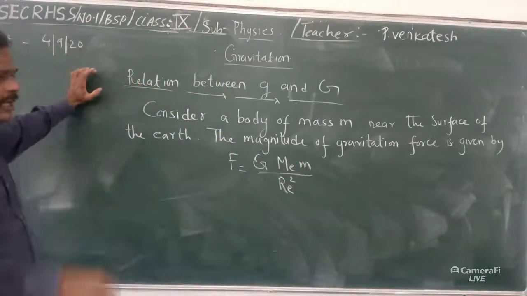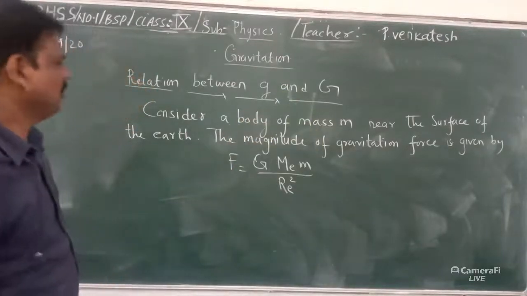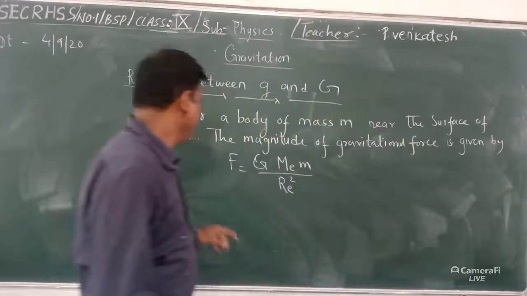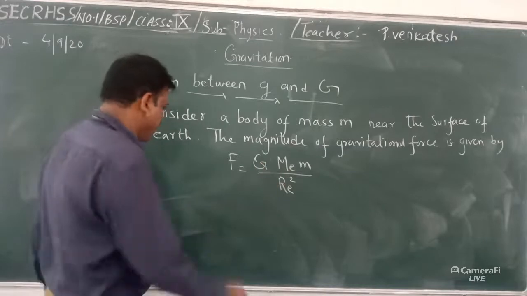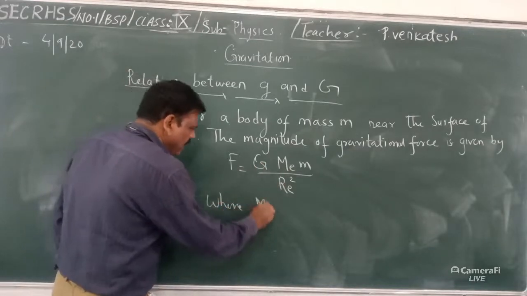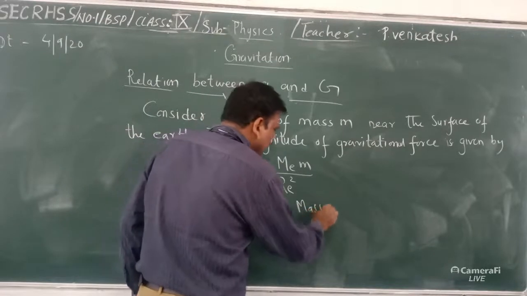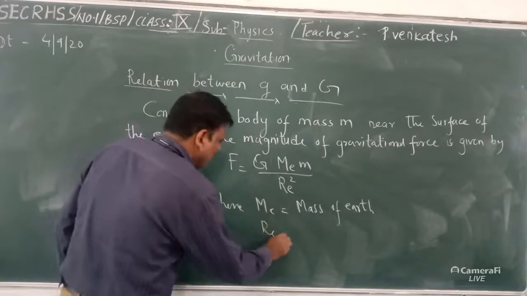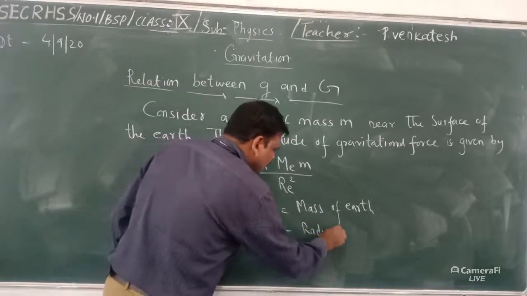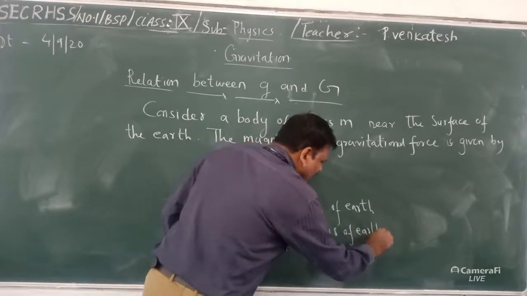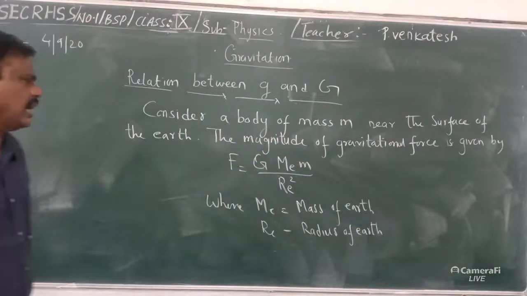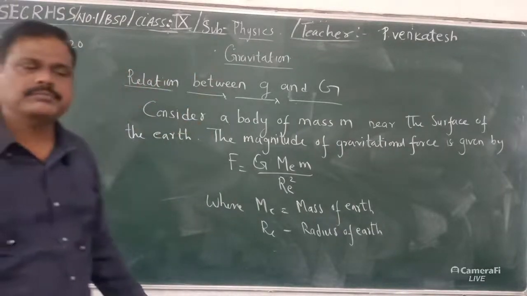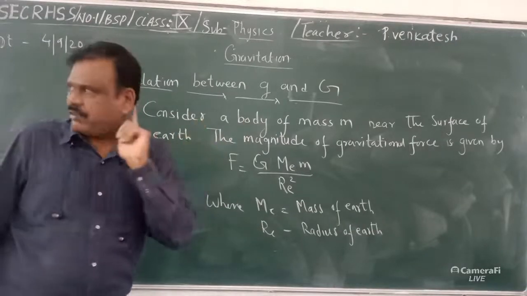Here consider a body of mass m, any body, a body of mass m on the surface of the earth. The magnitude of gravitational force is given by F equal to G M E m upon R E square, where M E is equal to the mass of earth and R E the radius of earth. Okay, M is the mass of the earth and R is the radius of the earth. Now take this down, then I will explain. Take down one minute at a time.